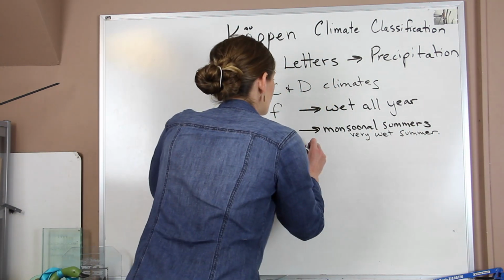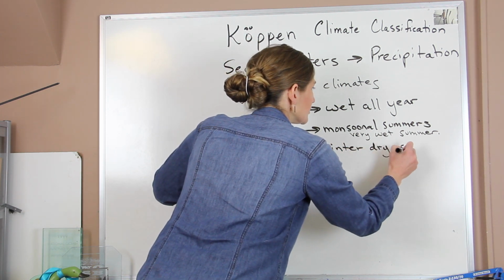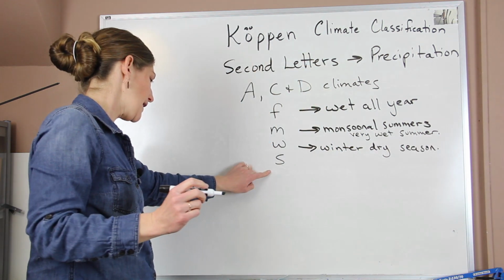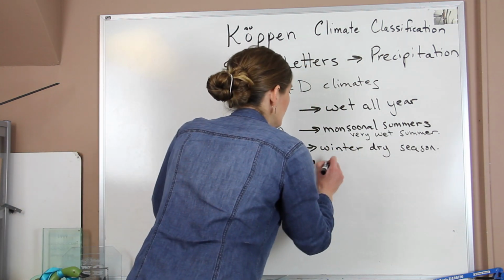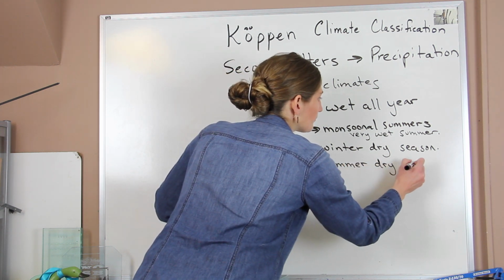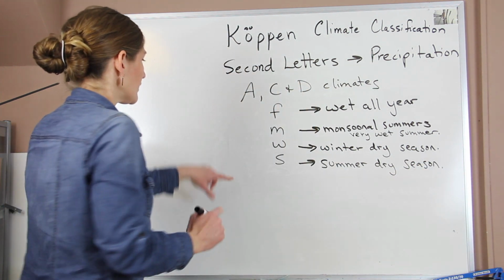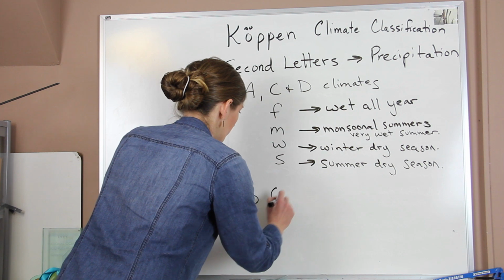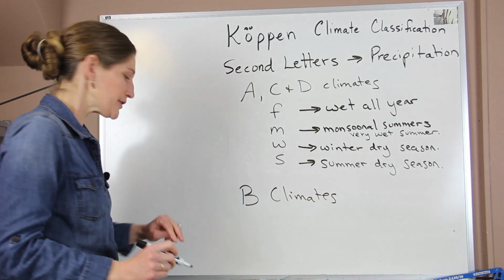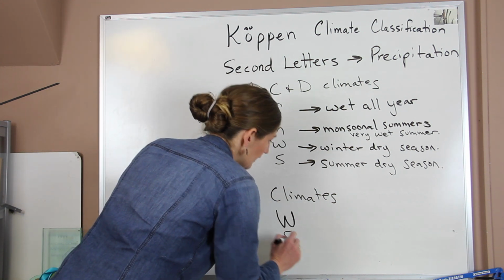W is for winter dry. So we have a dry winter season. Okay, and S is where the summer is the dry season. Okay. In the B climates, we can see two letters for those. They're going to have a W, and these are usually capital letters, and S.